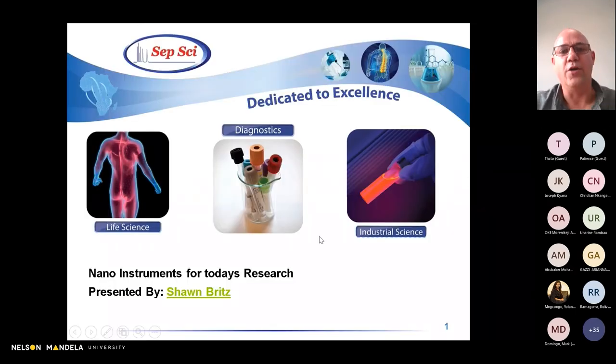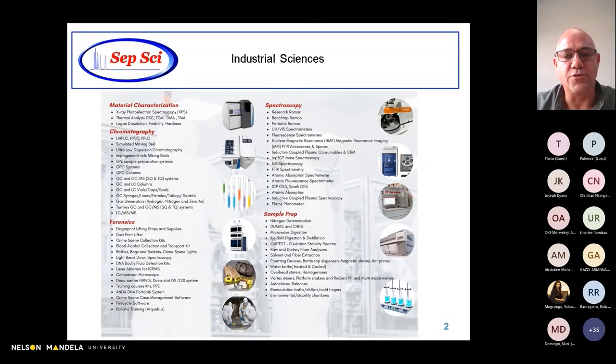Well, that's a quick overview of CEPSAI, just to run down that if you might have missed it. CEPSAI has been around for almost 36 years now. We're a company that falls into three different areas. So we're looking at life sciences, diagnostics, as well as the industrial sciences division. And some of the products that I just thought we'd bring to you guys today is to show you the vastness of our product portfolio.